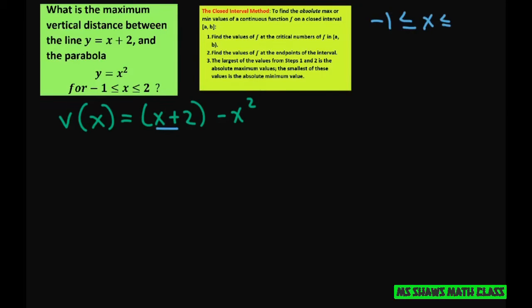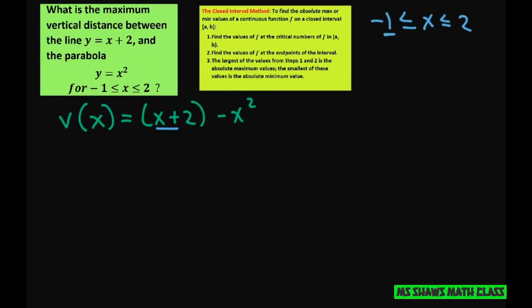All right, so we're going to let our vertical distance be defined as V of x equals x plus 2, and then subtract x squared, because these are actually your y values you're subtracting. All right, and again, our restriction is from -1 to 2.